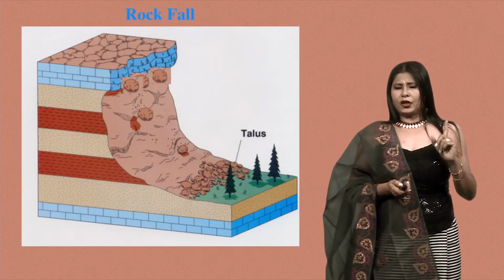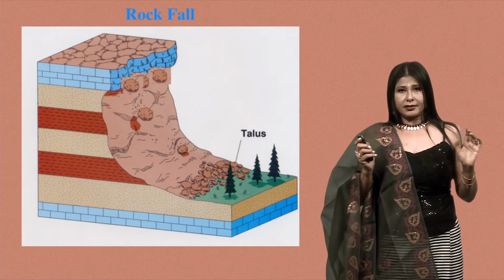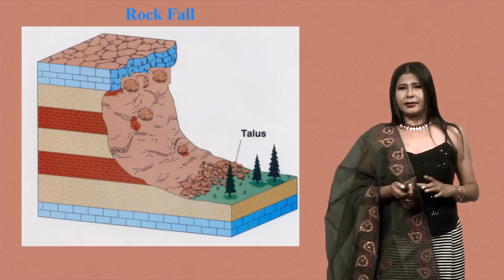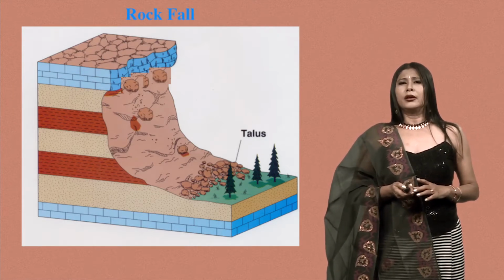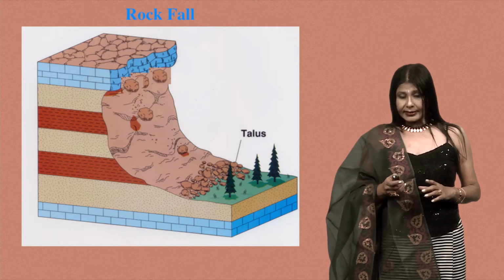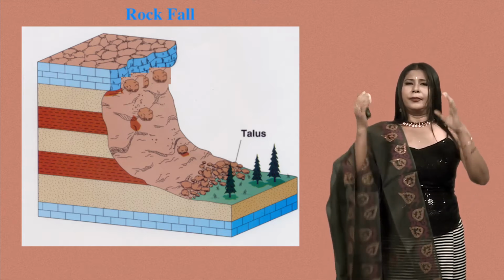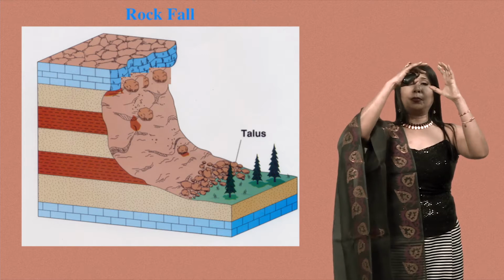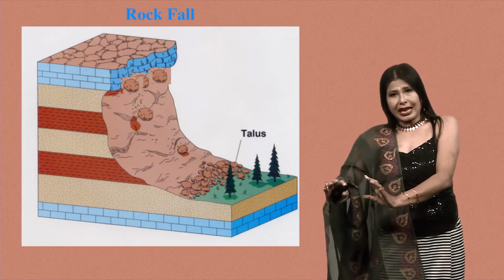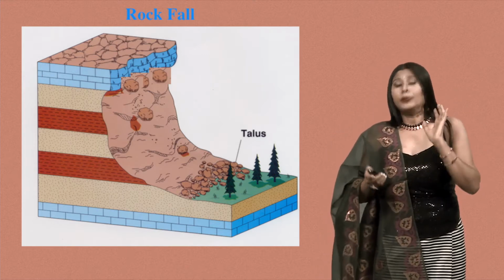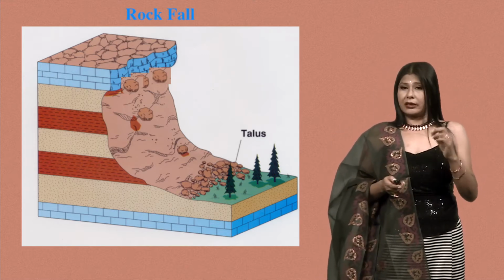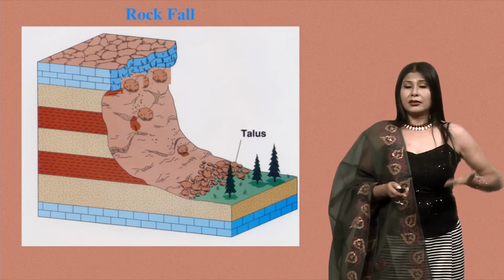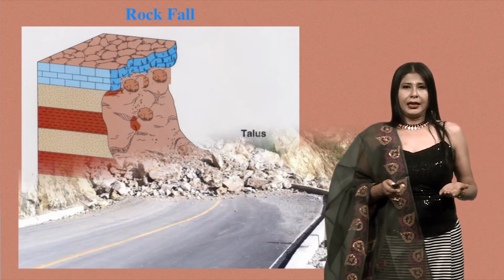Rock fall is very common, especially in rocky areas and deeply weathered areas, and very common in the Western Ghats. The rock falling from the top will come and deposit at the foot slope, and we call it talus or scree. It also forms another slope afterwards.